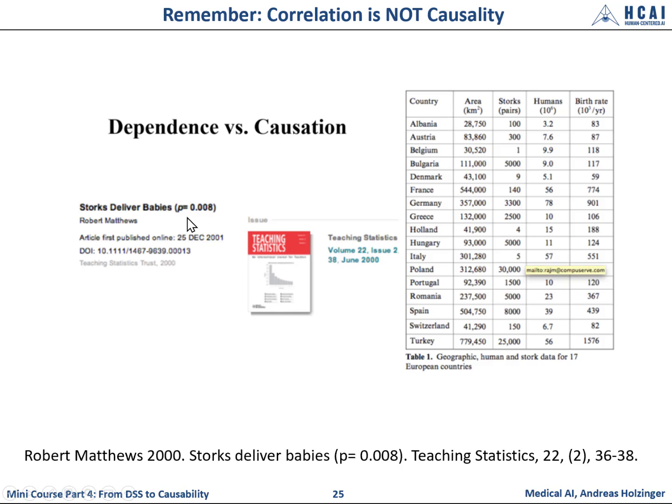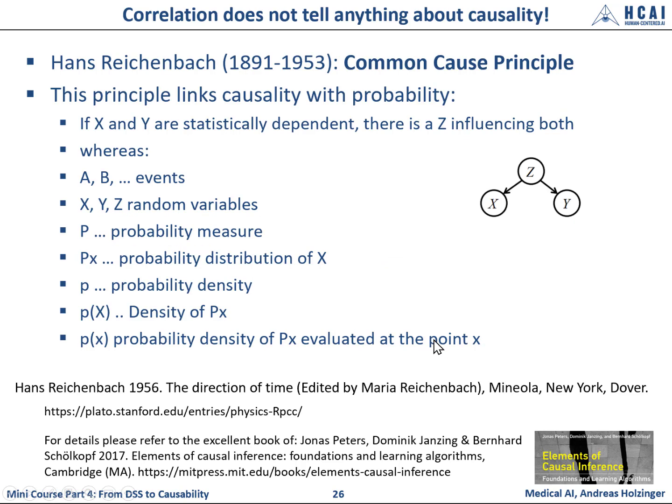Here a really famous paper by Robert Matthews from 2000, and he beautifully demonstrated that the hypothesis storks deliver babies is completely true, simply correlating the birth rate with the number of storks in the country. And this is a beautiful example of what you can do with pure correlation and ignoring the question of why. Why is this the cause? Why do storks deliver babies? So correlation does not tell anything about causality. This is very important to note.